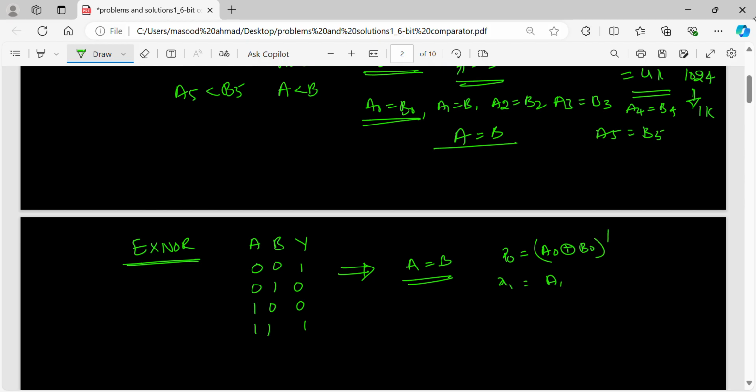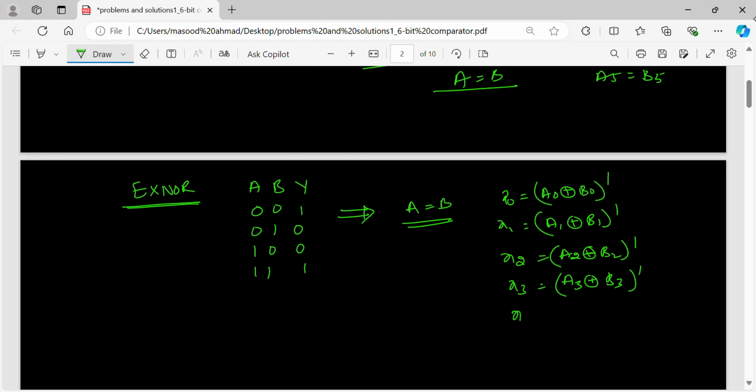X1 is A1 XNOR with B1. X2 is A2 XNOR with B2. X3 is A3 XNOR with B3. I am finding equivalence. X4 is A4 XNOR with B4. Next, X5 is A5 XNOR with B5.